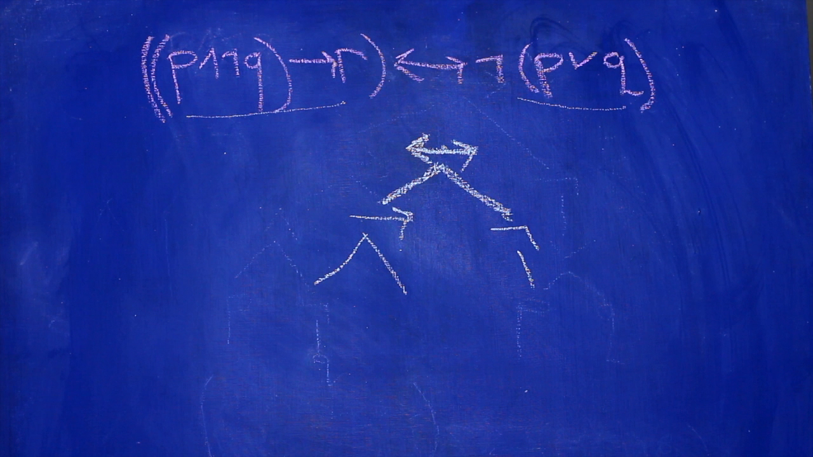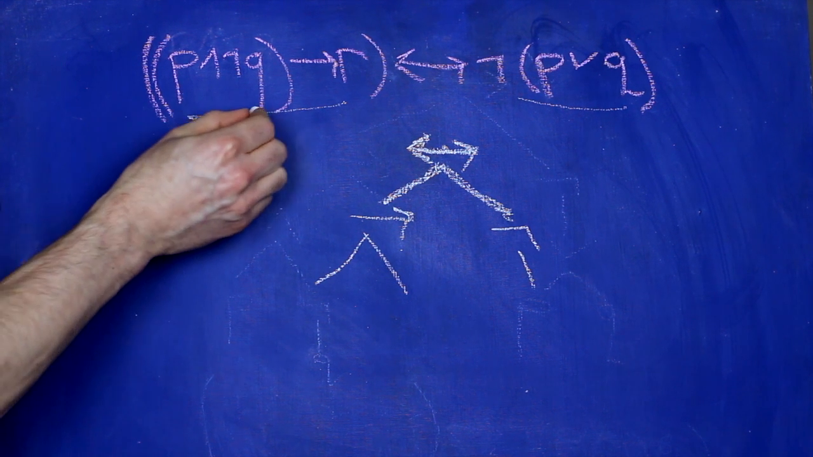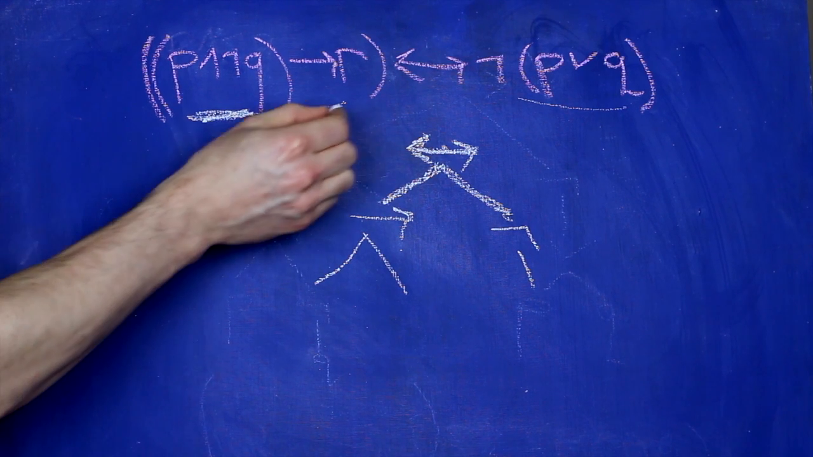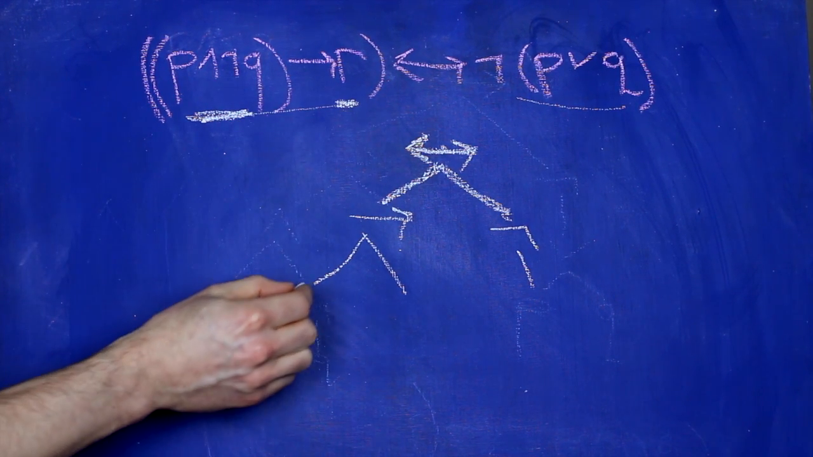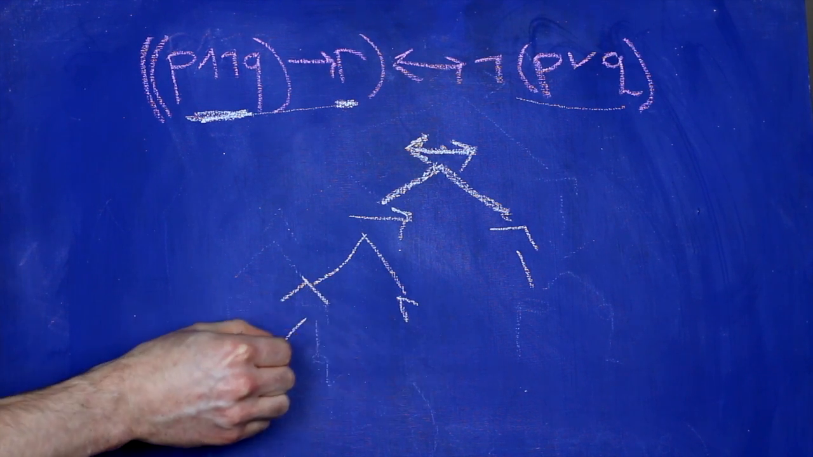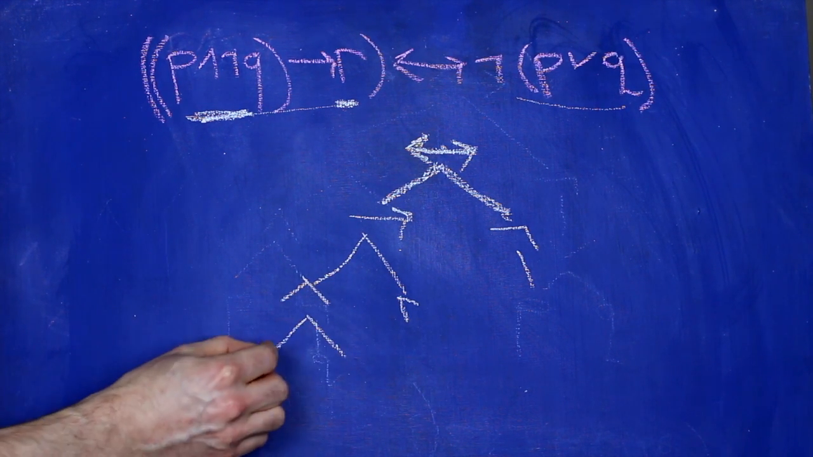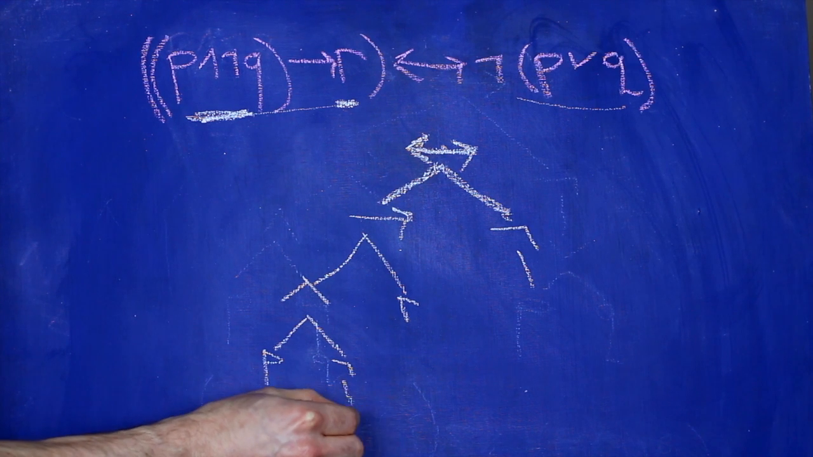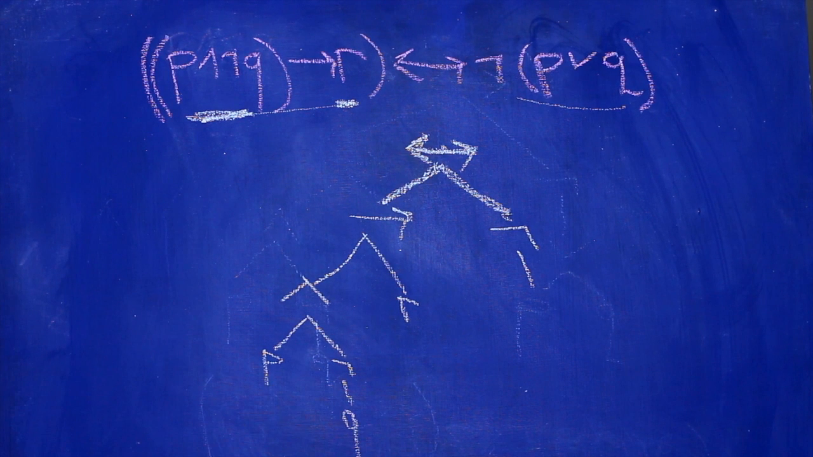And then we repeat this. So we ask, what two sentences did the arrow connect? It connected a conjunction and a primitive sentence R. So we put those in as the child nodes of our arrow node. And we repeat down this side of the tree until we get down to primitive sentences. That's our leaves.